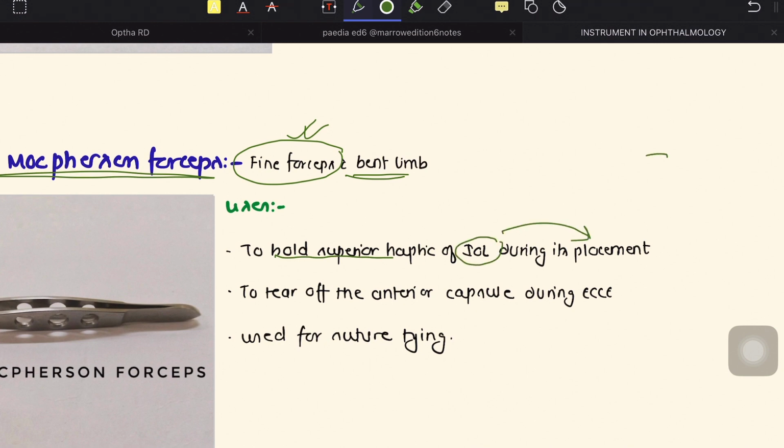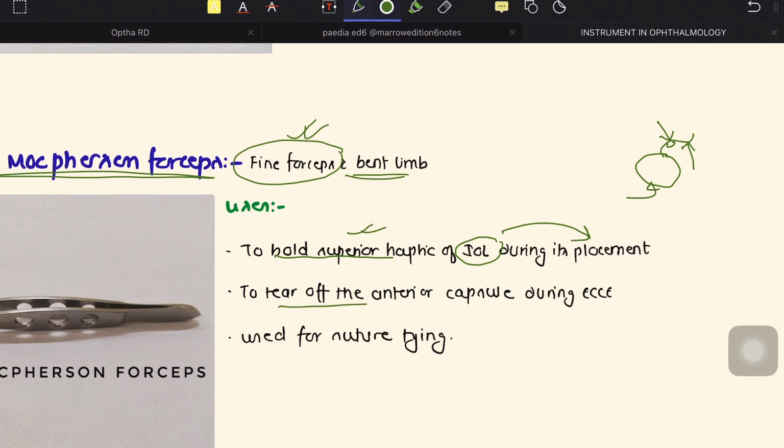So as we know, a lens has an optic as well as a haptic, and there is a proceeding superior haptic and there is a receding inferior haptic. So it is used to hold the superior haptic of the lens. It is used to hold at this point so that we can place this intraocular lens at the capsular bag. So this is one of the uses of Kelman-McPherson forceps.